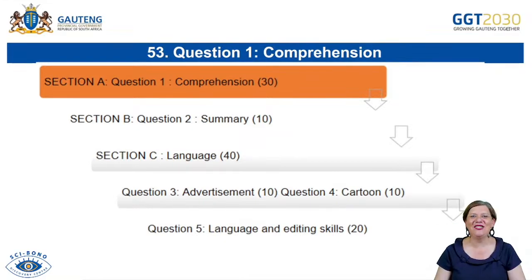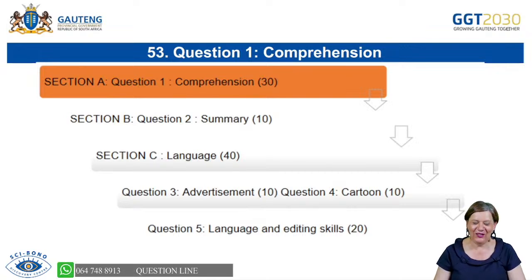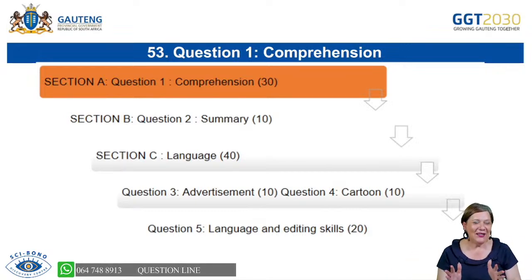Hello and welcome back. We just had a short break and now we're going to discuss the rest of paper one, comprehension. I'm sure you might have a lot of questions. So if you have a question, please WhatsApp us at 064 748 8913 and we'll try and answer you. So when we started, we said we're going to start with a summary first and then we'll move on to section C. And now we're left with the comprehension. We've got 15 minutes to complete it for 30 marks. So let's run through your comprehension.